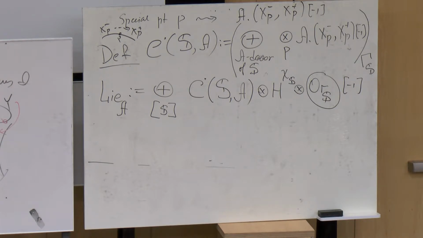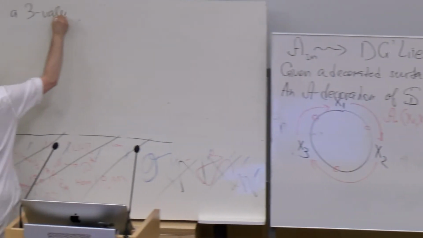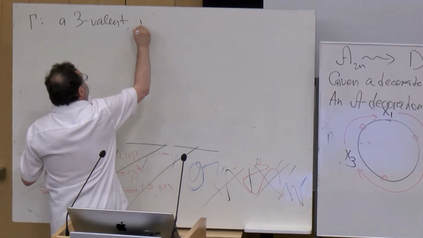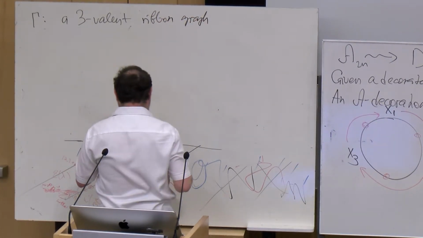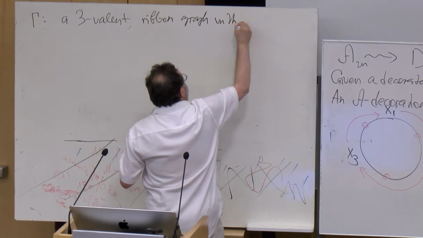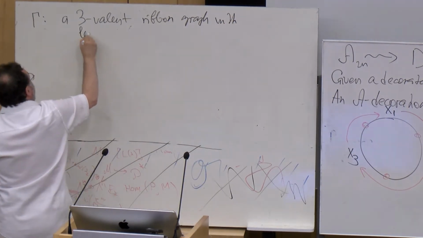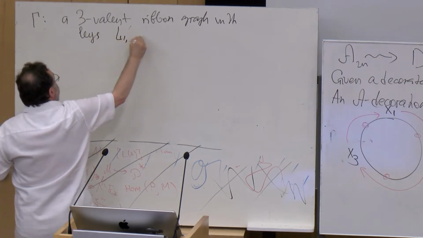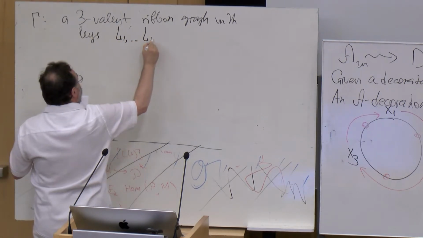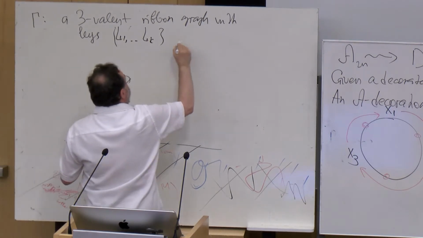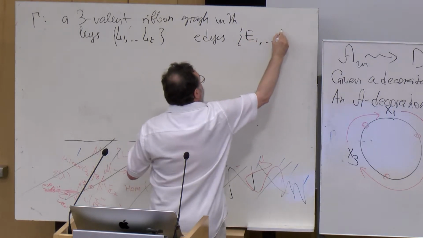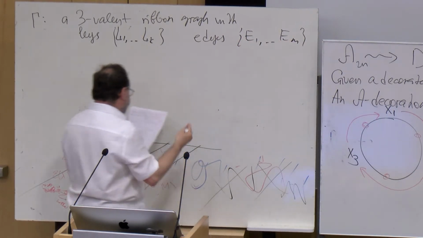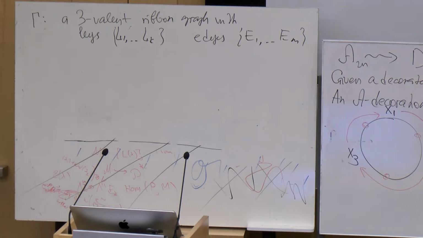Formal definition is this. Let's take gamma, which is an S3 valent ribbon graph with a set of legs, which I call L1 and so on Lk, and the set of edges, which I call E1 and so on Em. So any graph has legs and edges, trivial graph.